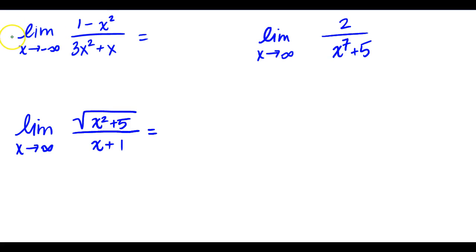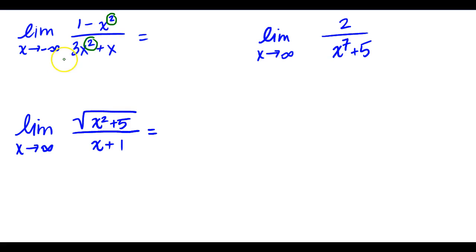Alright, let's do a few more examples. So the limit as x approaches negative infinity of 1 minus x squared over 3x squared plus x. So again, our rules for horizontal asymptotes: the highest power in the numerator is x squared. A lot of people are always going to want to go to the first term they see, but we're looking for the highest power of x, the highest exponent is the degree. So x squared on the top, x squared on the bottom.